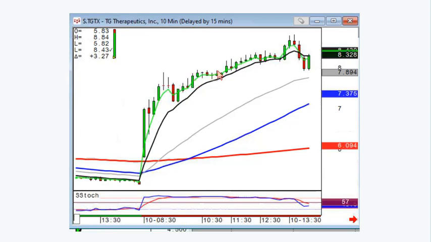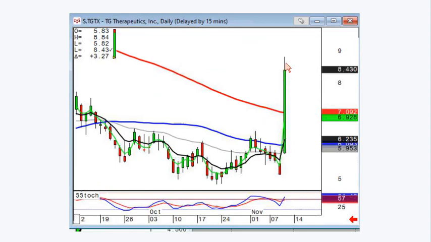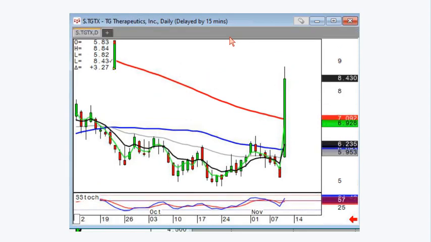Might be buying here. Could be buying here. Would I take profits up here? Not necessarily, because when you're up here and you've only got a few minutes left in the day, what does your daily chart look like? It's staying right up here near the top of the trading range.